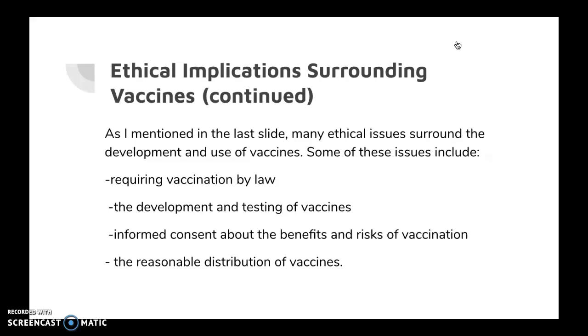The last one being the reasonable distribution of vaccines. Should testing for vaccine safety and efficiency be carried out in vulnerable populations, such as children, prisoners, or individuals who are not capable of making their own decisions? Also, when testing vaccines in developing countries, should treatment be provided if diseases are detected? How involved should local communities be in the research and design processes?